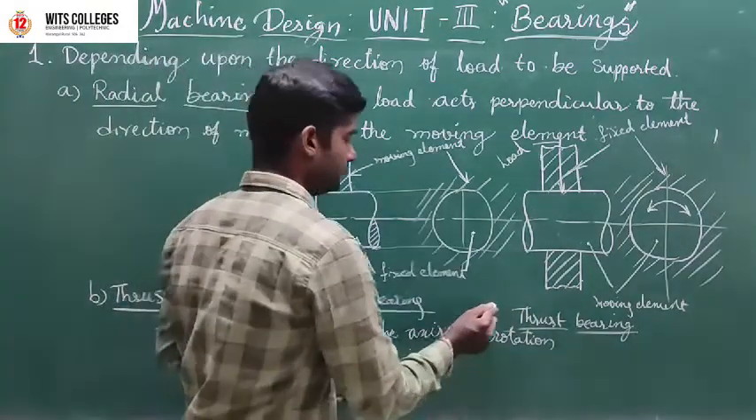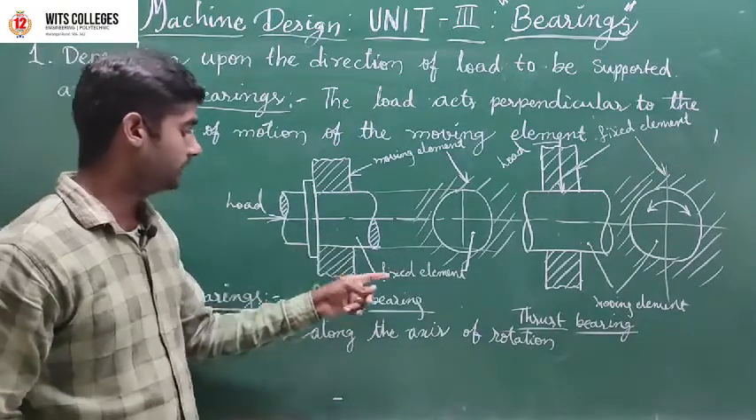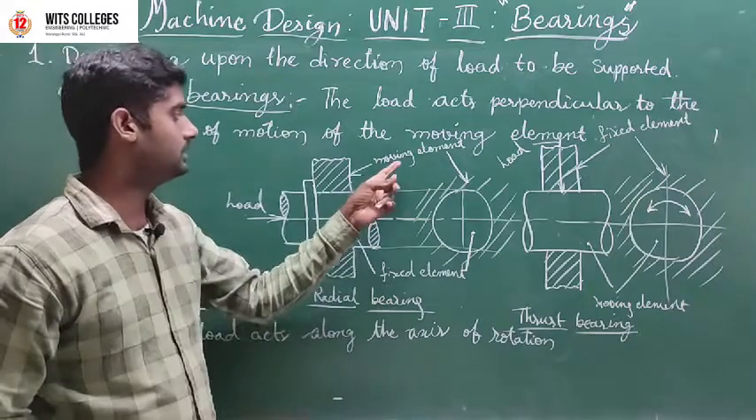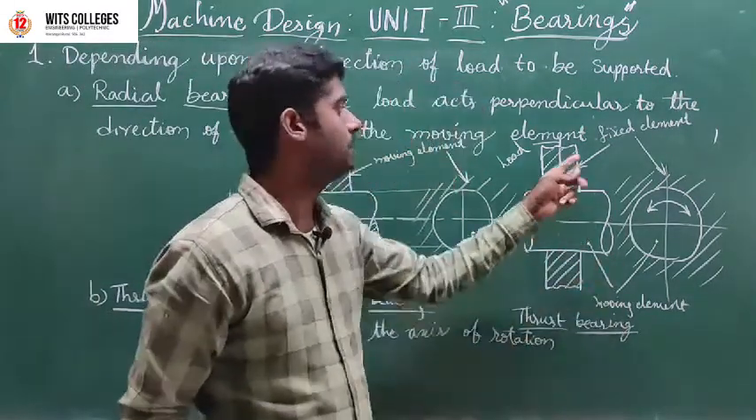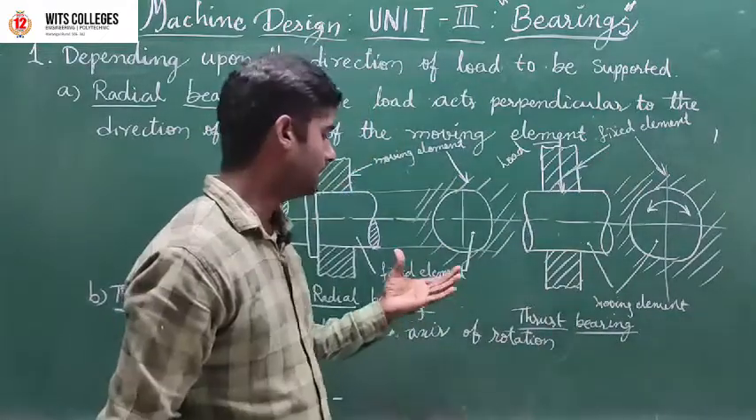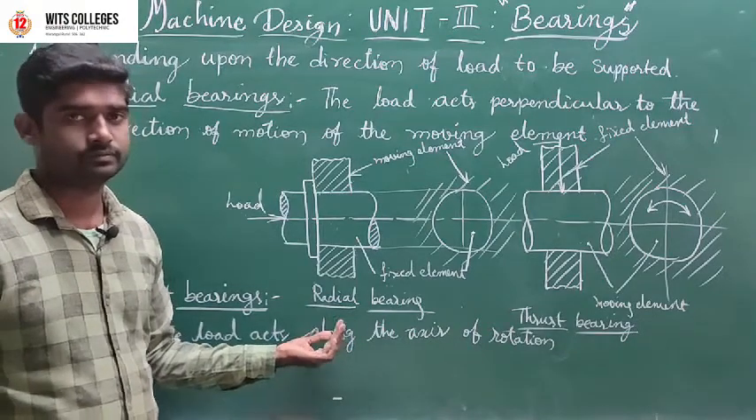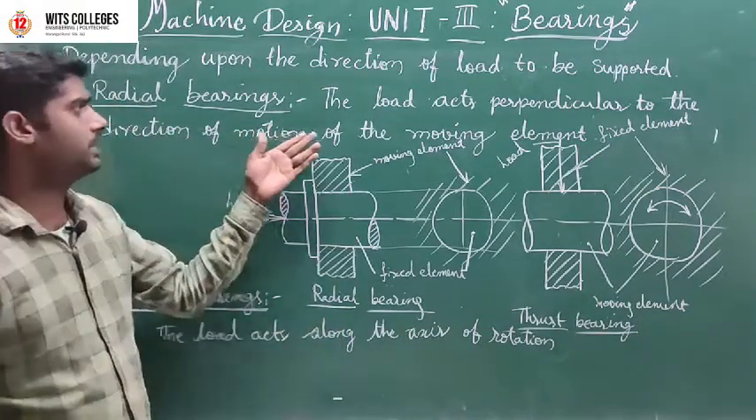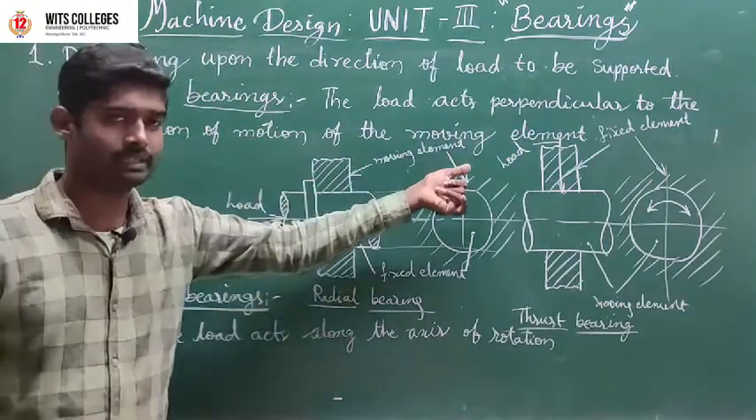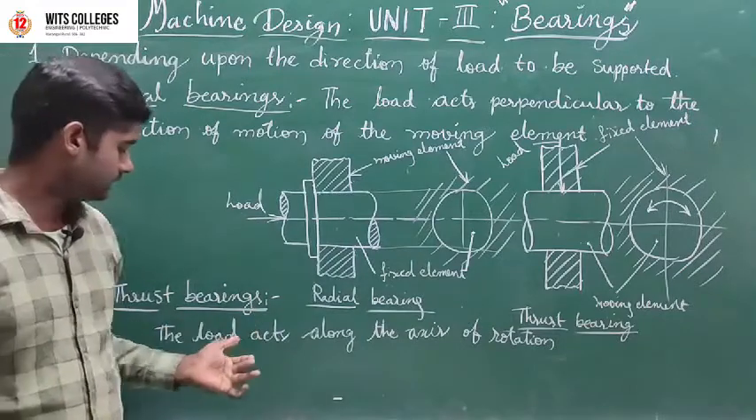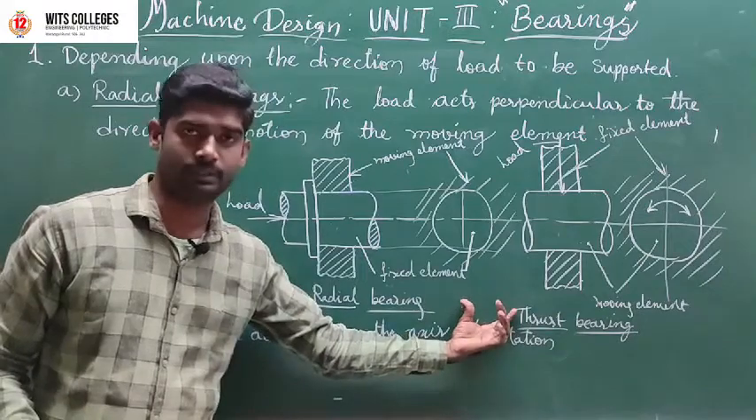What is the difference between radial and thrust bearings? In a radial bearing, the shaft is a fixed element and the bearing is a moving element. But in a thrust bearing, the shaft is a moving element and the bearing is a fixed element. Again, in radial bearings the load acts perpendicular to the direction of motion of the moving element, and in thrust bearings the load acts along the axis of rotation. These two are example figures.